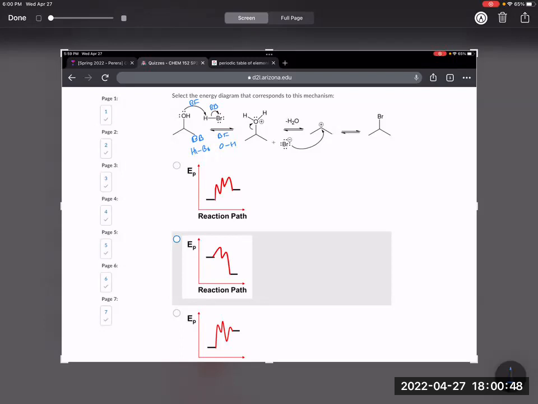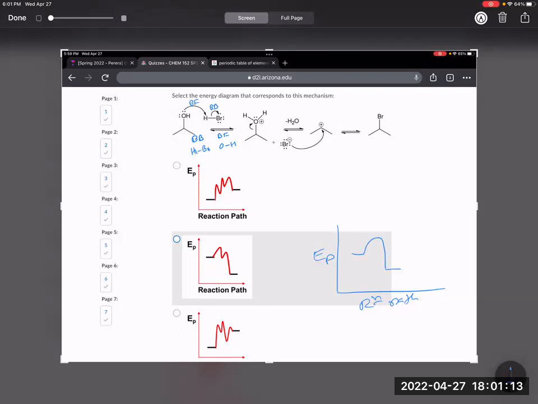So if you start drawing the energy diagram for this, potential energy versus the reaction path, the first step has to be an exothermic step because you're forming a stronger bond than the bond that is broken, because the OH bond is more polar than the HBr bond. So I would say that it should look something like this.